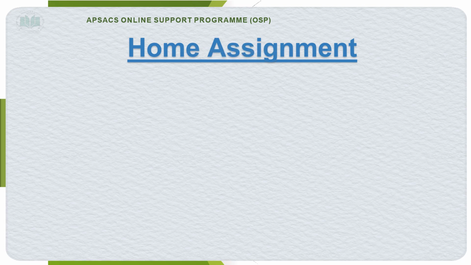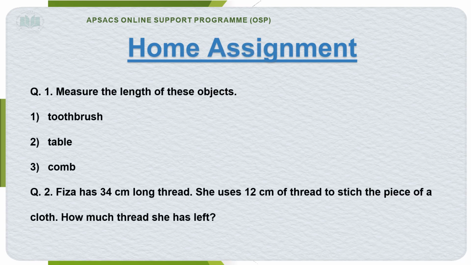Now students, this is the time for home assignment. I have 2 questions for you. I hope you will solve these questions very carefully and by following the instructions. Question number 1 is, measure the length of these objects, and the objects are toothbrush, table, comb. Question number 2, Fiza has 34 centimeter long thread. She uses 12 centimeter of thread to stitch the piece of a cloth. How much thread does she have left?